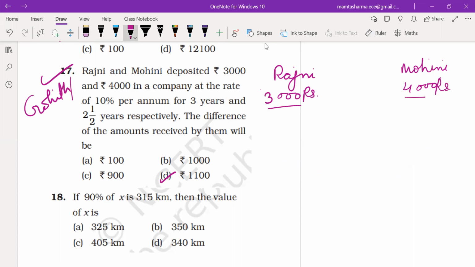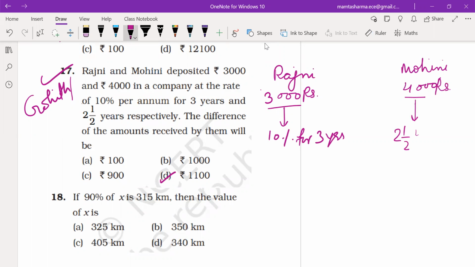Let me read the question first. In a company at a rate of 10%. So Rajni is giving a 10% rate for 3 years. And Mohini at 10% for 2.5 years, in a company at a rate of 10% per annum for 3 years and 2.5 years respectively. Okay.